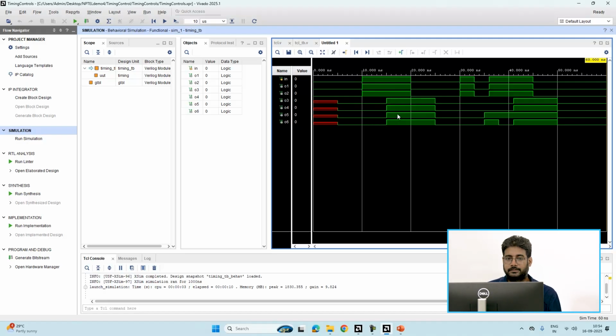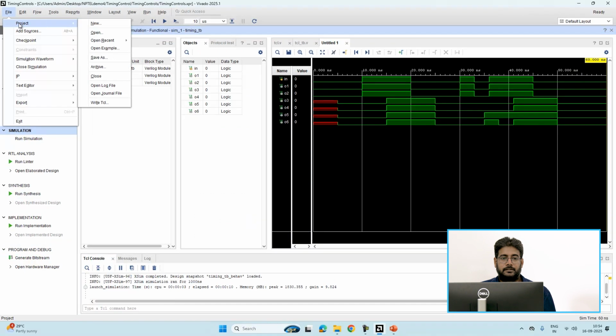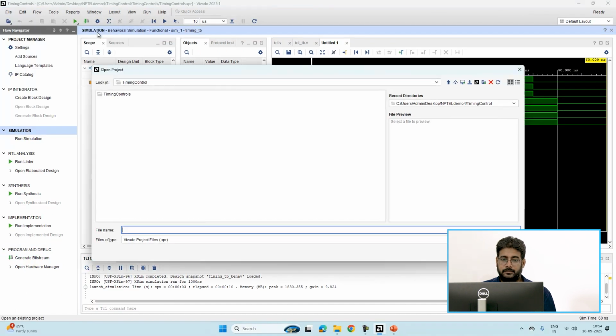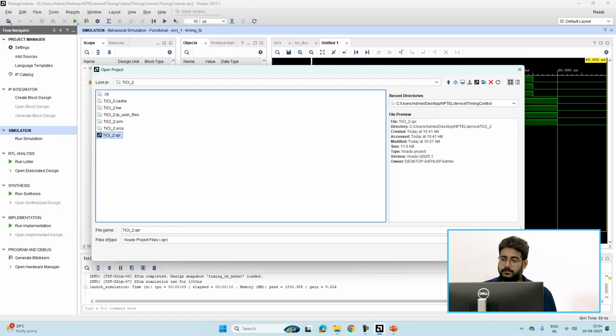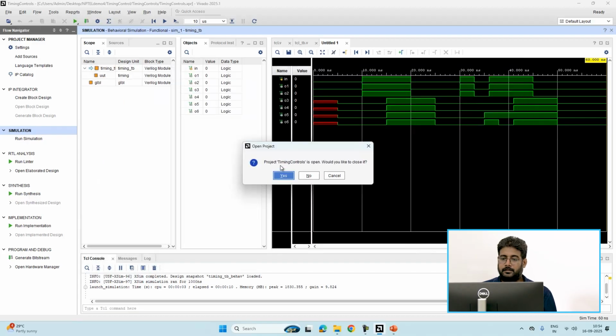Now we will move on to the next example. The next example is, we'll open here, timing controls. Okay, this TIC L2. TIC L2 is the next example. Open here. Okay. Project timing controls open. Would you like to close it? Yes.